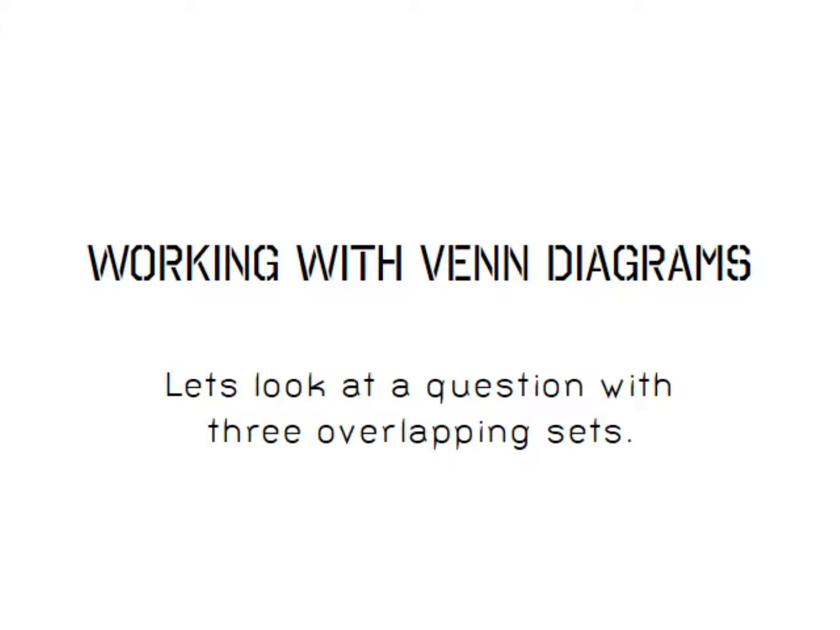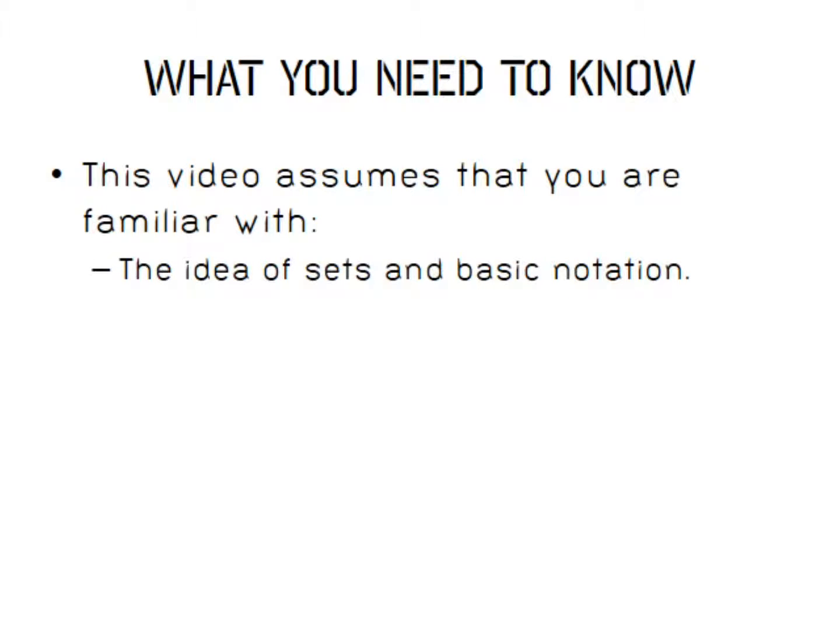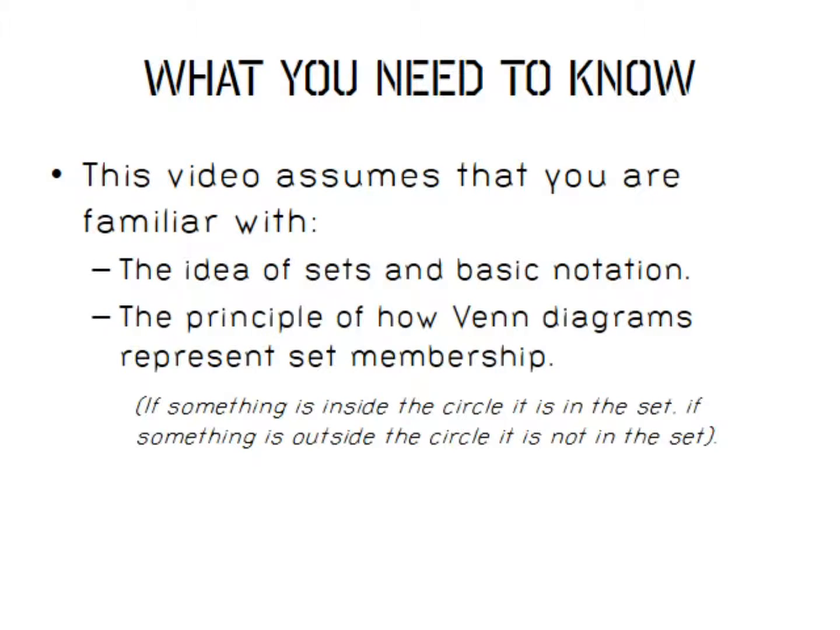Hi everyone, and this is an example of working with Venn diagrams, a question involving three overlapping sets. For this we're going to assume that you already know the idea of sets and basic notation, and the principle of how Venn diagrams represent set membership. Just to recap, if something is inside the circle, it's in the set. If something is outside the circle, it is not in the set.